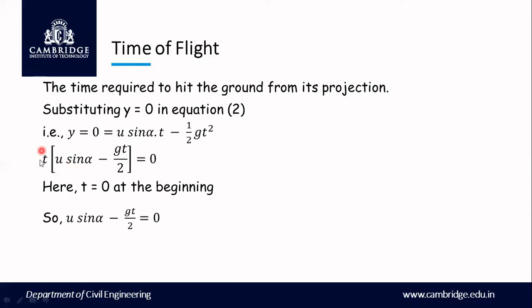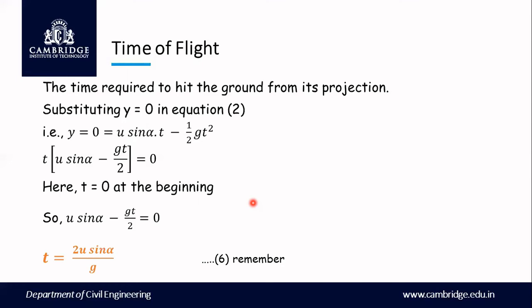So this equation consists of two parts. Either t should be equal to 0 or this term should be equal to 0. T is equal to 0, we know that it is at the beginning. So obviously this condition should be at the end. So I take u sine alpha minus gt by 2 is equal to 0. Therefore, I get the value for time, that is time of flight, t is equal to 2u sine alpha by g. I call this equation number 6, and this is something you have to remember.